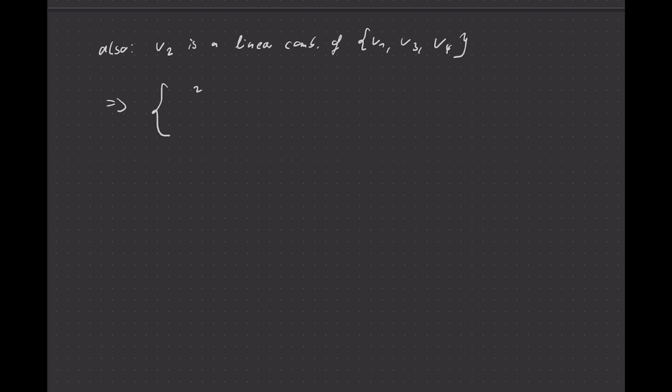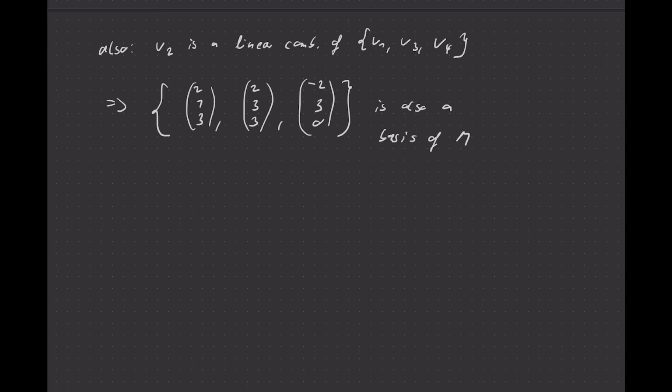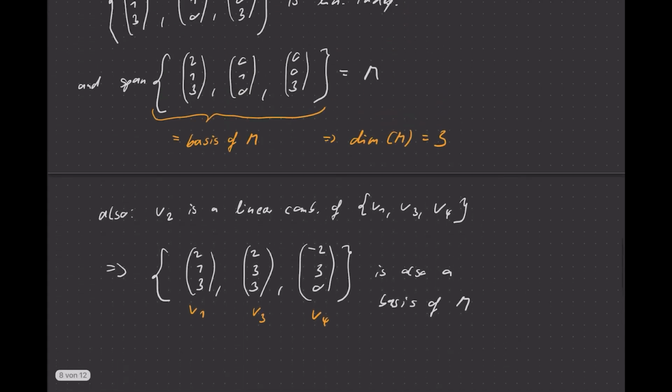Okay, so that's 2, 1, 3, that's V1. 2, 3, 3, that's V3. And -2, 3, 0 is also a basis of M. And this is one that consists of vectors that were originally given. So one might prefer that over the basis that we got here, which has vectors that are different from the ones that were given originally. On the other hand, it looks simpler. So depending on the application you have in mind, one of these might be preferable to the other.